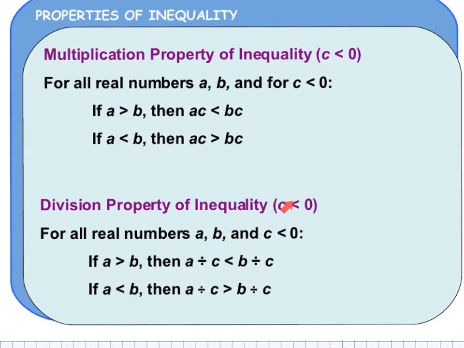And in the division property of inequality, for all real numbers a, b, and c that are less than 0, if a is greater than b, then a divided by c is less than b divided by c. And if a is less than b, then a divided by c is greater than b divided by c. So just to make a note, this is when c is less than 0, okay?